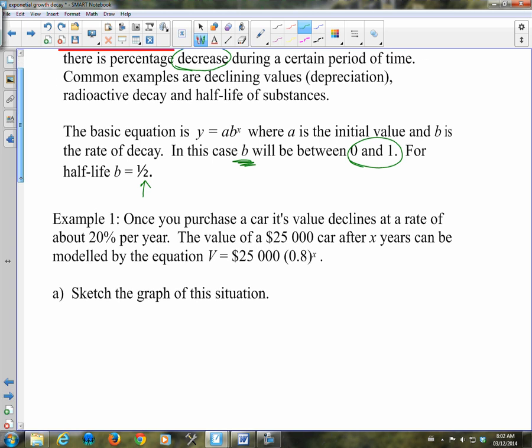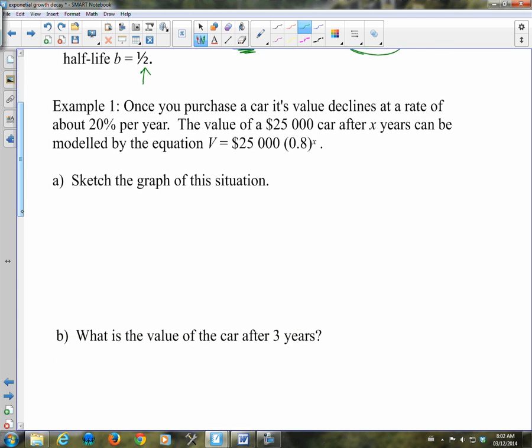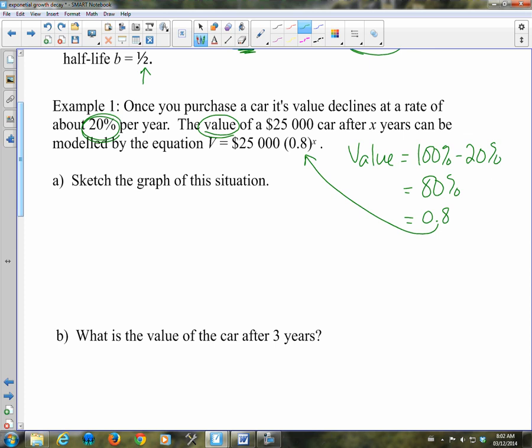So let's look at an example of depreciation, of decay. Once you purchase a car, its value declines at a rate of 20% per year. The value of a $25,000 car after X years can be modeled by the equation y equals 25,000 times 0.8 to the X. You've got to be careful with these. It loses 20% each year, but its value is not 20%. Its value is the 100% you started with minus the 20% you're losing, leaving a value of 80%. And 80% as a decimal is 0.8. And that's where the B comes from.